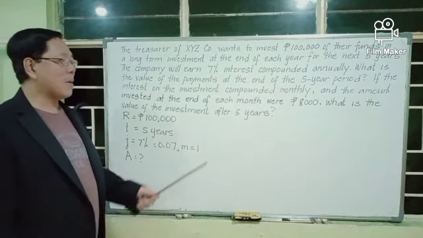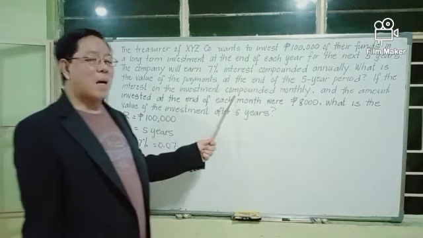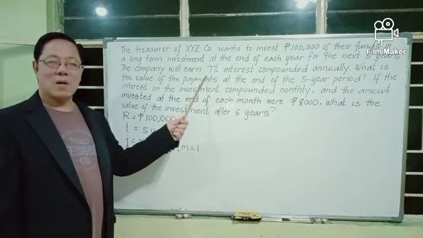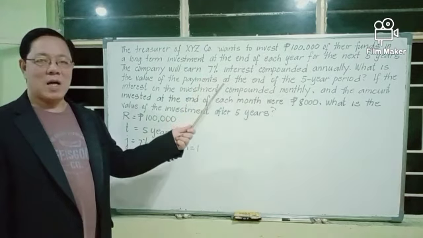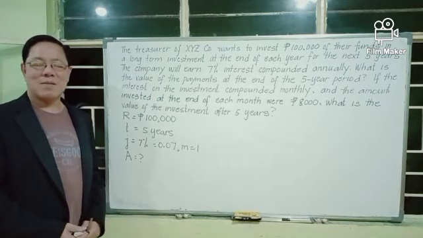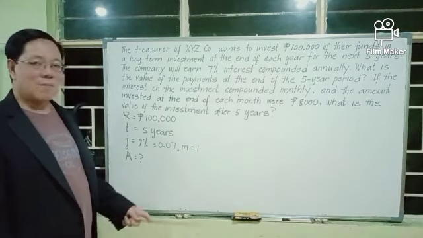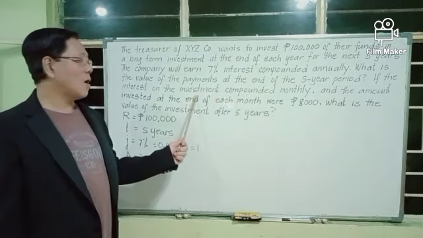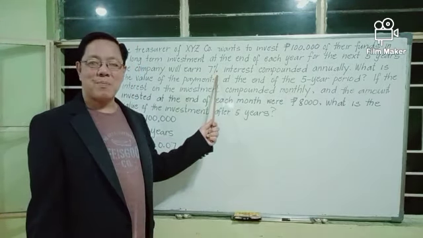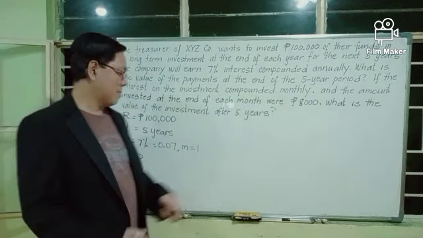For the second part of the problem, the interest on the investment was compounded monthly. That means a 7% interest was compounded monthly instead of annually. So for the second part of the problem, we take j equals 7%, but m is equal to 12, because it says the interest on the investment was compounded monthly, but the interest rate remains 7%.